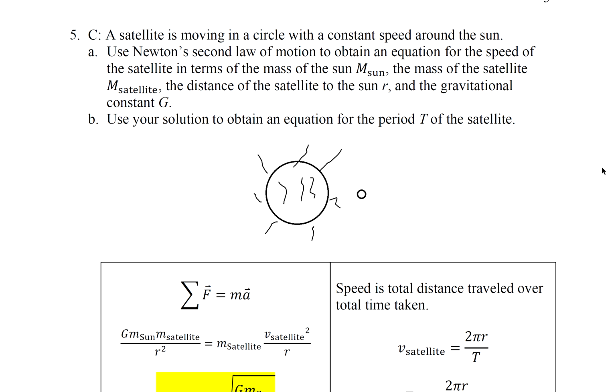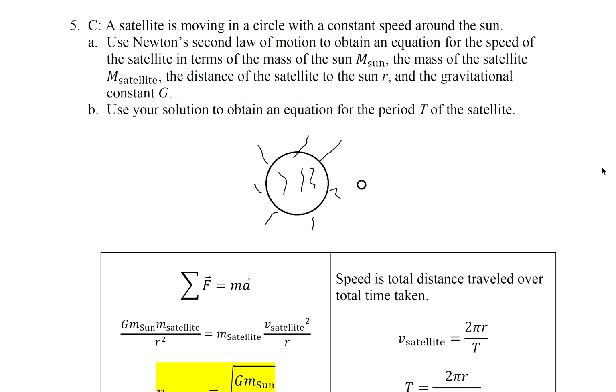Question 5. A satellite is moving in a circle with a constant speed around the sun. Use Newton's second law of motion to obtain an equation for the speed of the satellite in terms of the mass of the sun, m sub sun, the mass of the satellite, m sub satellite, the distance of the satellite to the sun, r, and the gravitational constant, G.